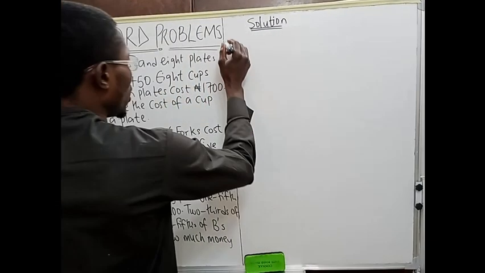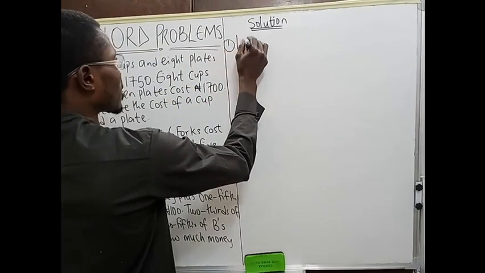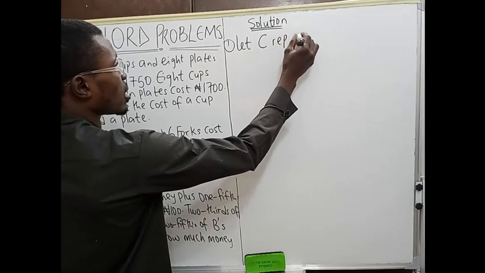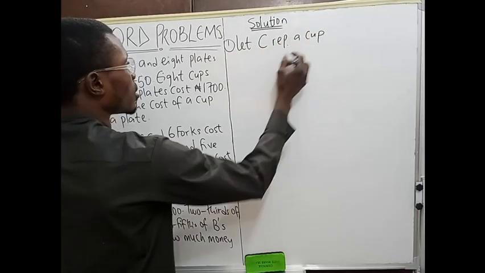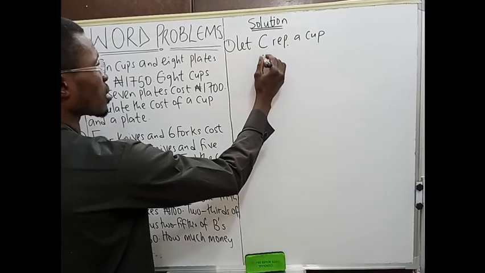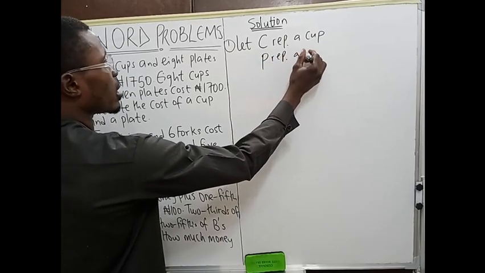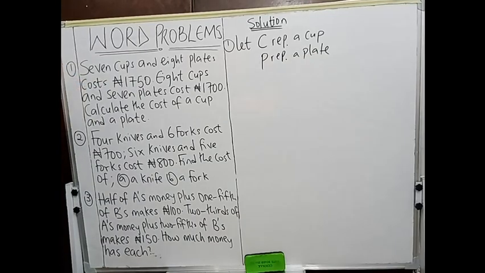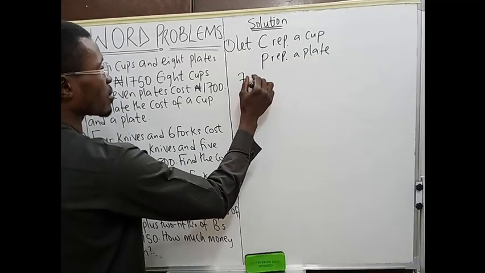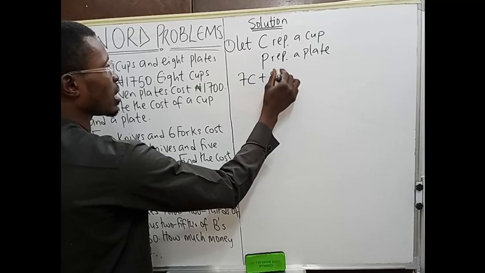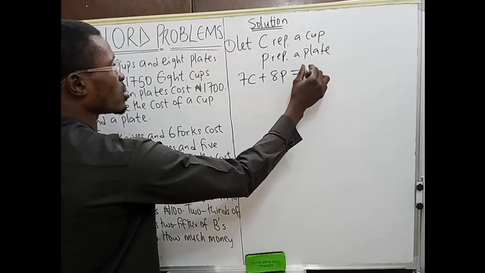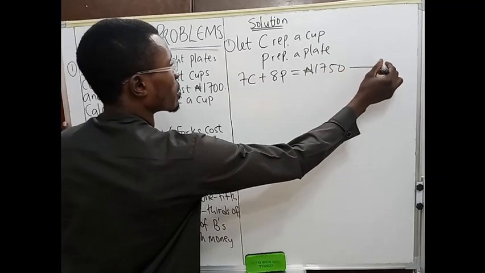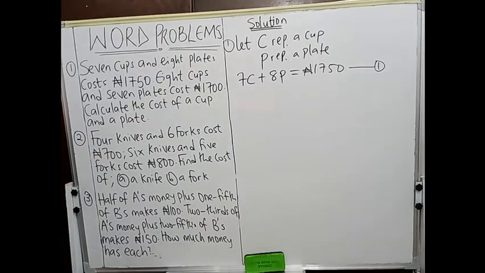The first thing we do here, we let C represent a cup, right? P represents a plate. Okay, we're told that 7 cups and 8 plates cost 1,750. This is the first mathematical statement. We'll name it equation 1.